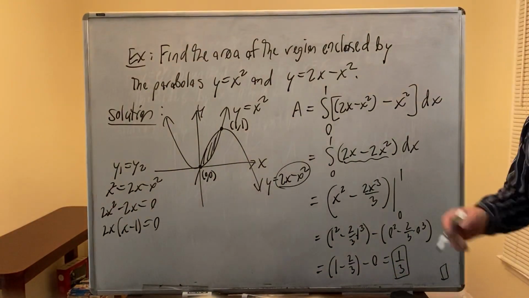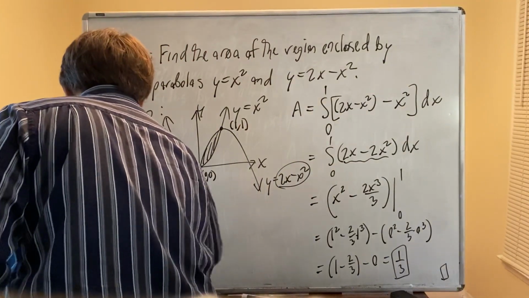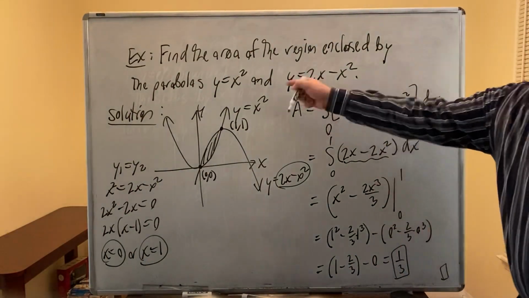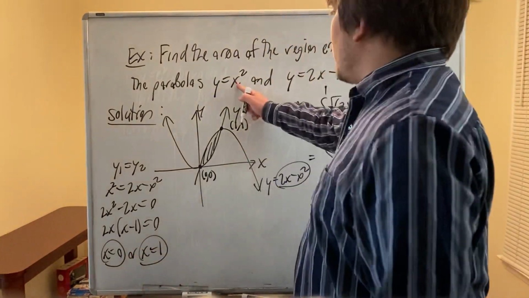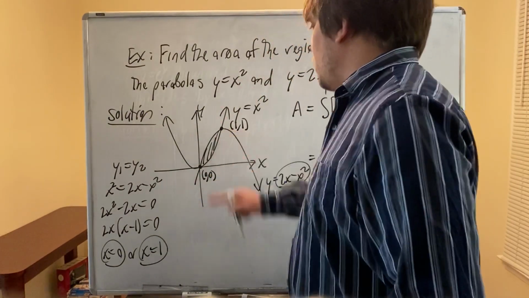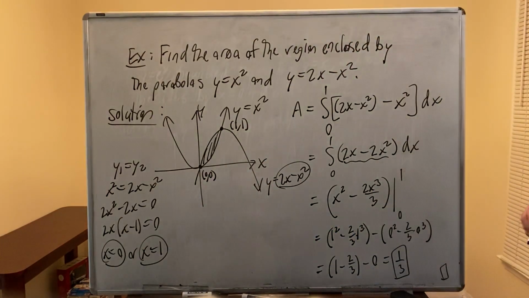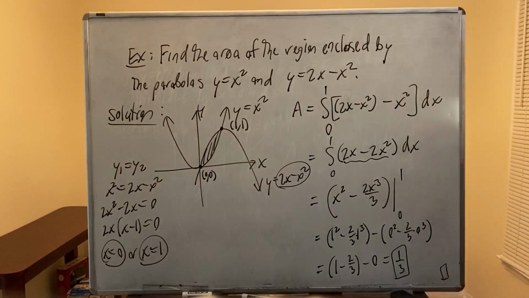The product of two real numbers is 0 when one of them is 0. So either 2x is 0 or x minus 1 is 0. That means either x is 0 or x equals 1. So the two x values where these two graphs intersect are x equals 0 and x equals 1. When x is 0, y is 0, and when x is 1, y is 1. So the two points of intersection are (0, 0) and (1, 1). That's how you find the intersection points of those two graphs if you don't see where they are. And you calculate the integral. That's it, that's that example.